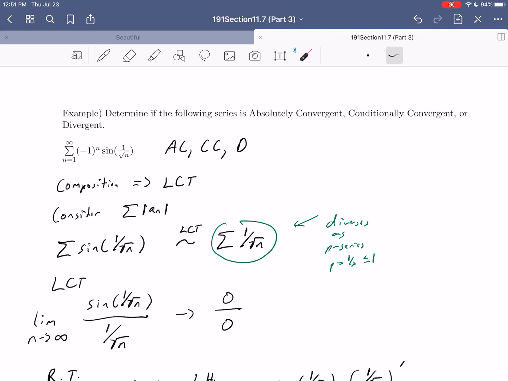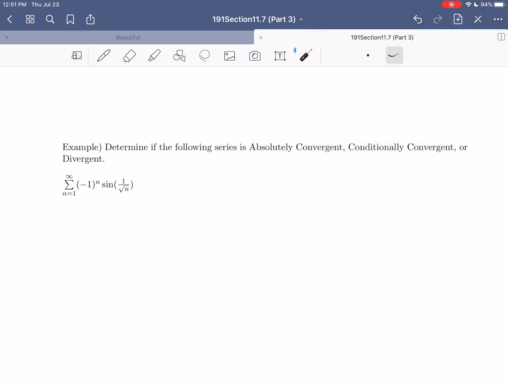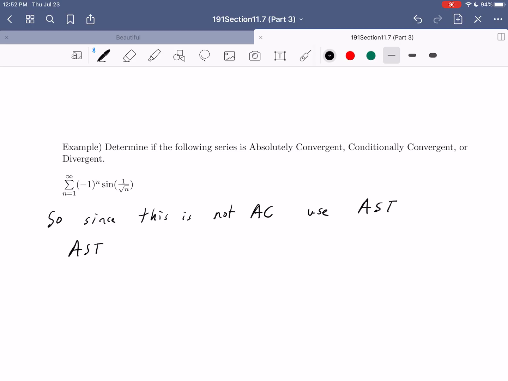Now is the time to go ahead and use the alternating series test. So let's give ourselves another page to go on to. Since this is not absolutely convergent, we should use the AST now. For the AST, the first thing we need to do is take the limit as n goes to infinity of the magnitude, sine 1 over root n. Again, we're now using the alternating part, but we focus on those magnitudes for the conditions. Here, that is going to approach sine of 0, which is 0.